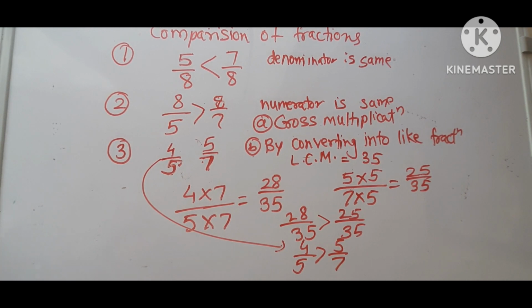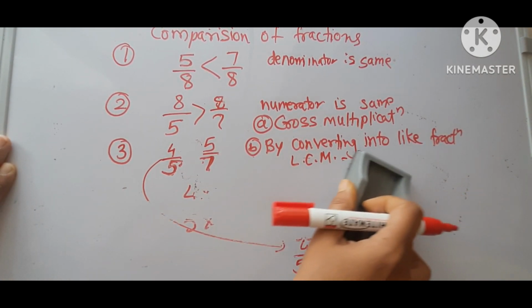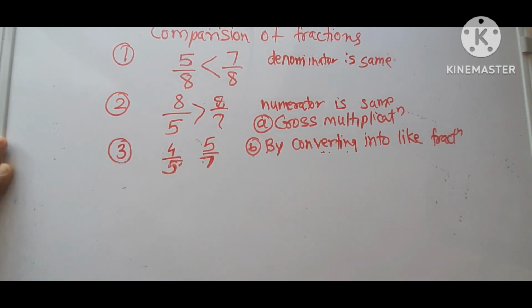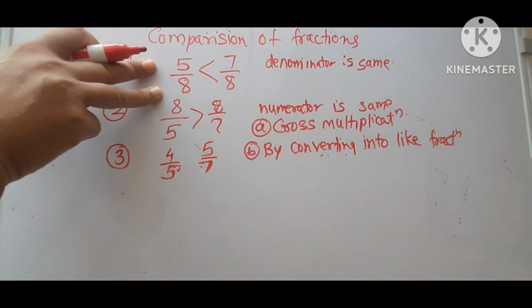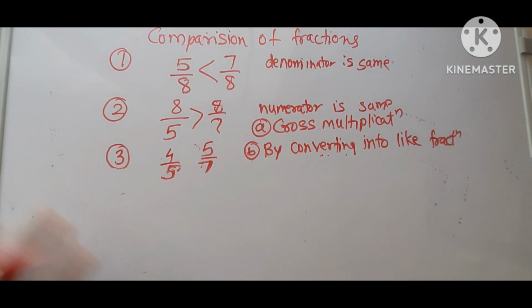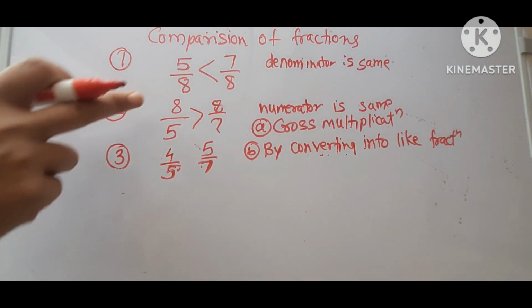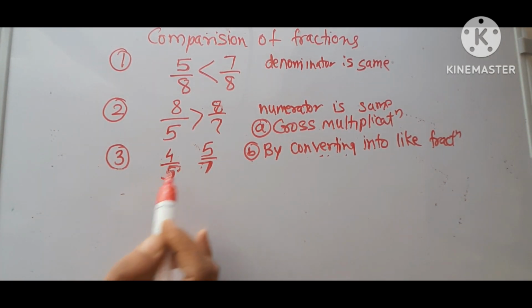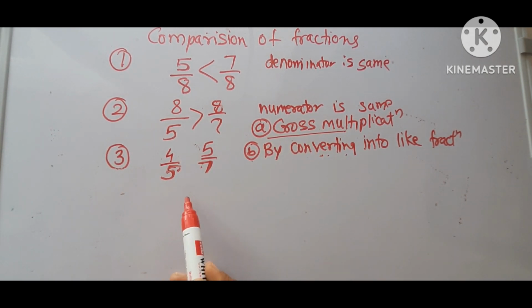These are the two methods through which you can check the comparison when the numerator and denominator are not the same. Whenever they give you numbers and ask for the comparison, first check whether the denominators are the same. Then we don't need to solve any problem, just directly check the numerators. If the numerators are the same, the fraction with the smaller denominator will be greater. And if the numerator and denominator are not the same, we have two methods: cross multiplication and converting into like fractions.